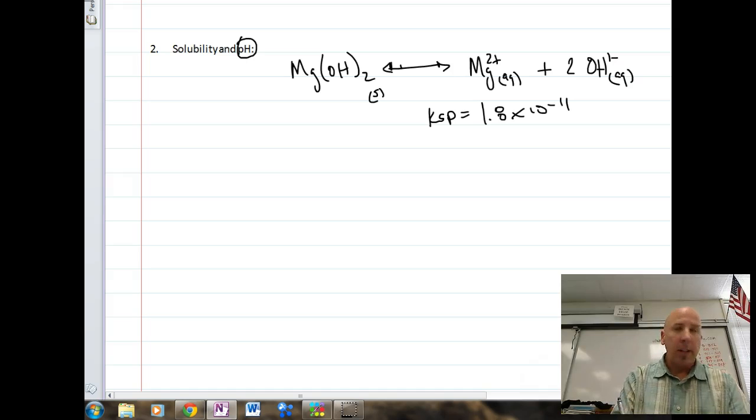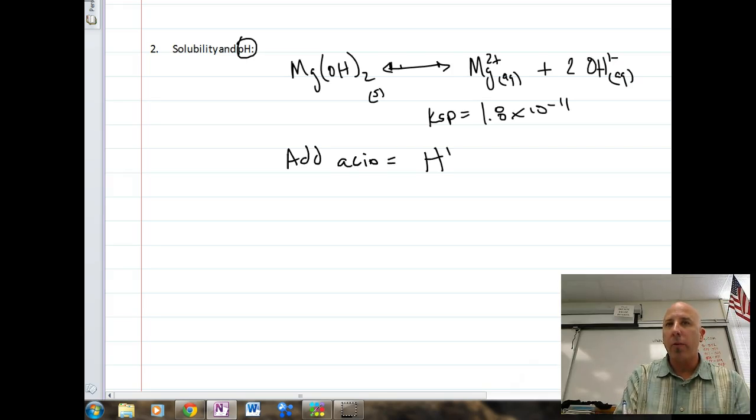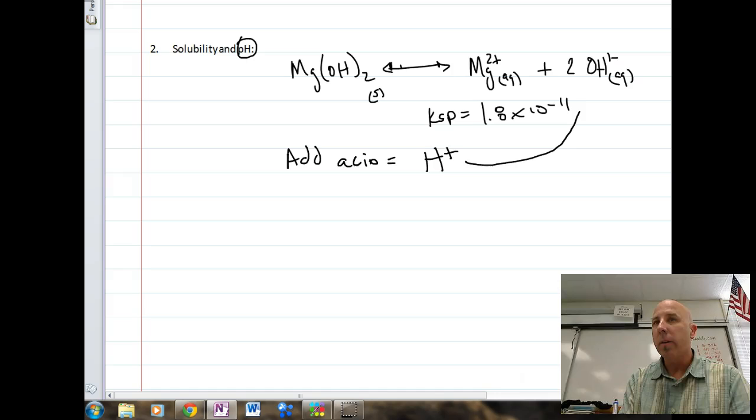So let's add some acid to it. Now, when we add an acid, what that's doing is adding a hydrogen ion, whether it be HCl, HBr, HI, HNO3, whatever. It's all going to be adding a hydrogen ion, and that's really what's going to be affecting things here. And so this hydrogen ion is going to react with the hydroxide ion. And we know if we react hydrogen ion with the hydroxide ion, we're going to produce water.